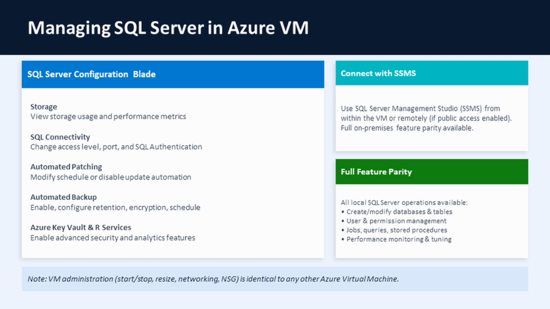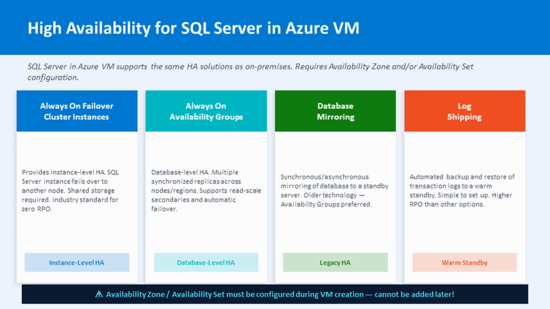This is what makes the IaaS model appealing to teams migrating from on-premises. The learning curve is minimal because the management experience is unchanged. Running SQL Server on a single virtual machine is fine for development and testing, but production workloads require high availability. If that one virtual machine goes down, everything goes with it.